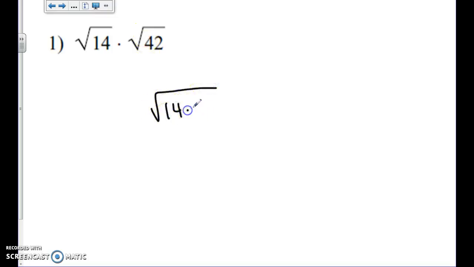So I can take 14 times 42 because they're both underneath the radical sign. And what we're going to do is just simplify this. Now I can multiply it together, and if I multiply 14 times 42, I get 588, but I'm going to have to break it down anyway, so we're just going to keep it like this and break down 14, which is 2 and 7. 42 is 21 times 2, and 3 times 7 times 2.